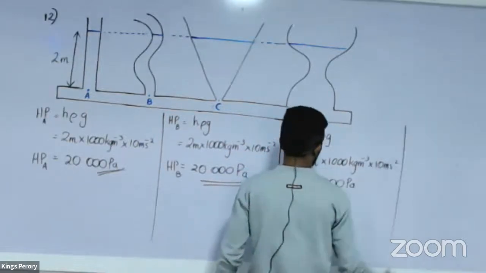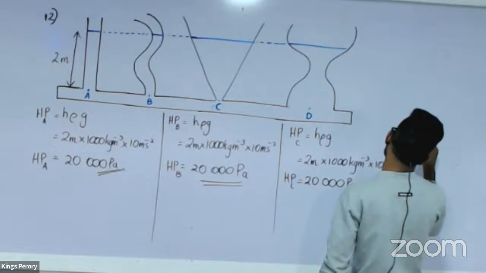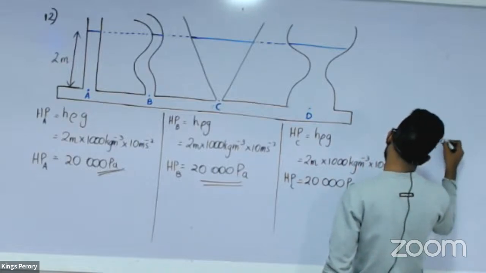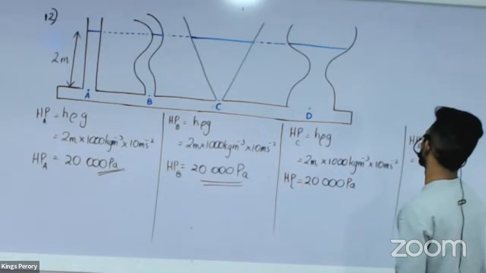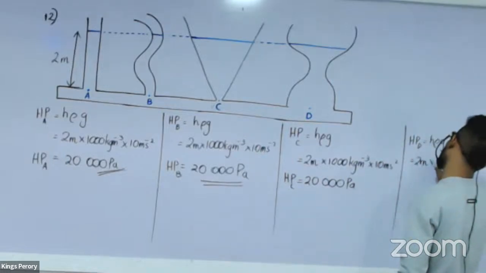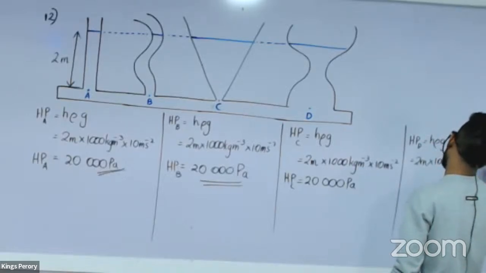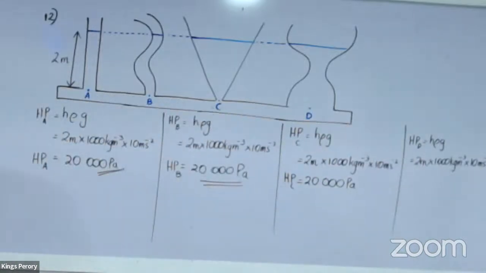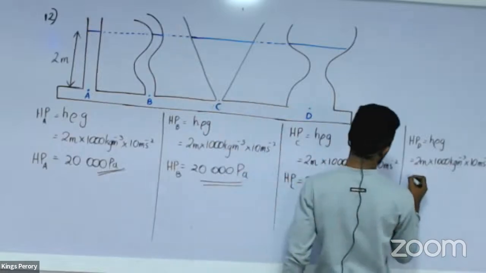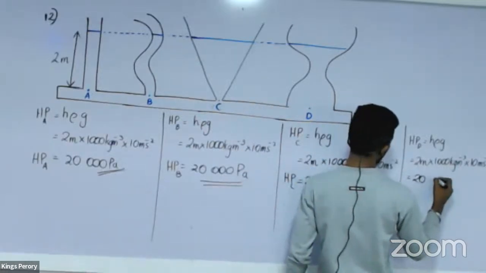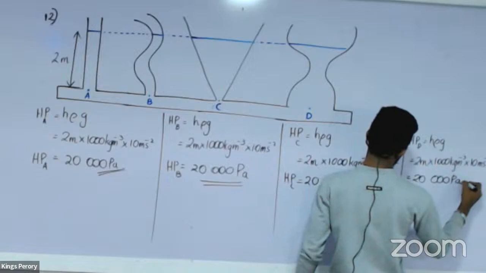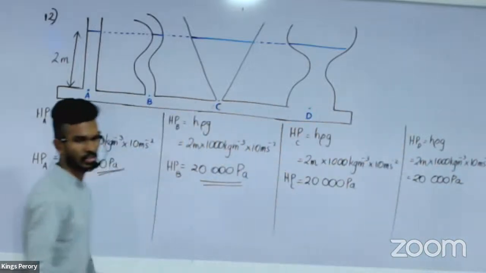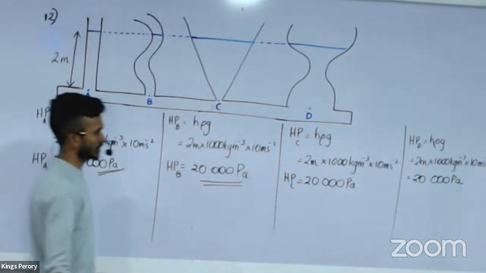Finally, hydrostatic pressure at D. h rho g. Again, what's the depth? 2 meters. Density 1000 kilogram per meter cube. Gravity 10 m s to the power minus 2. From there, what's the hydrostatic pressure at D? Again, how much? 20,000 Pascal.